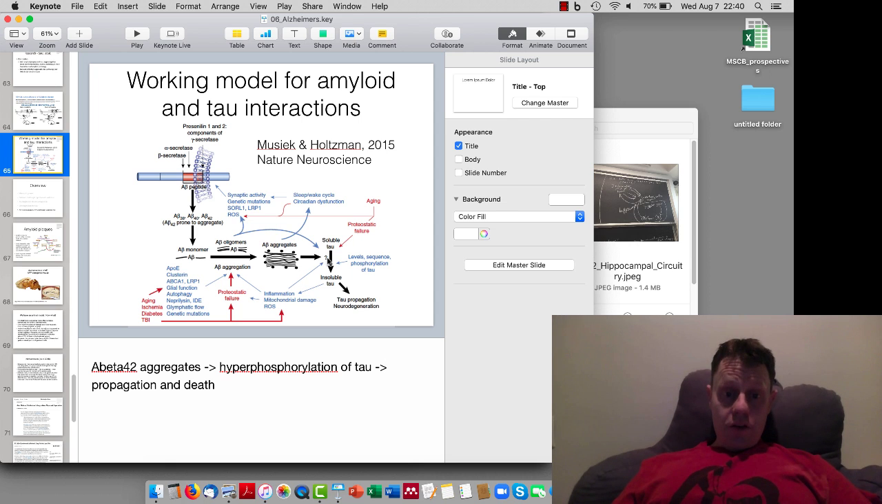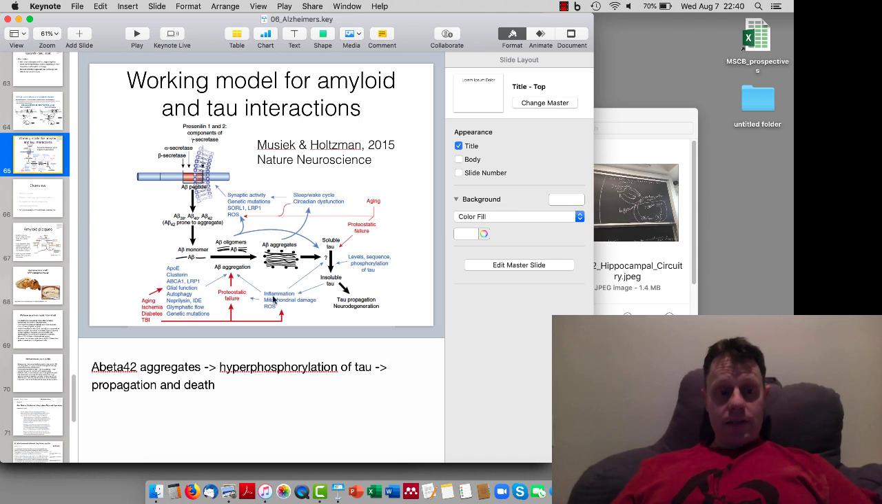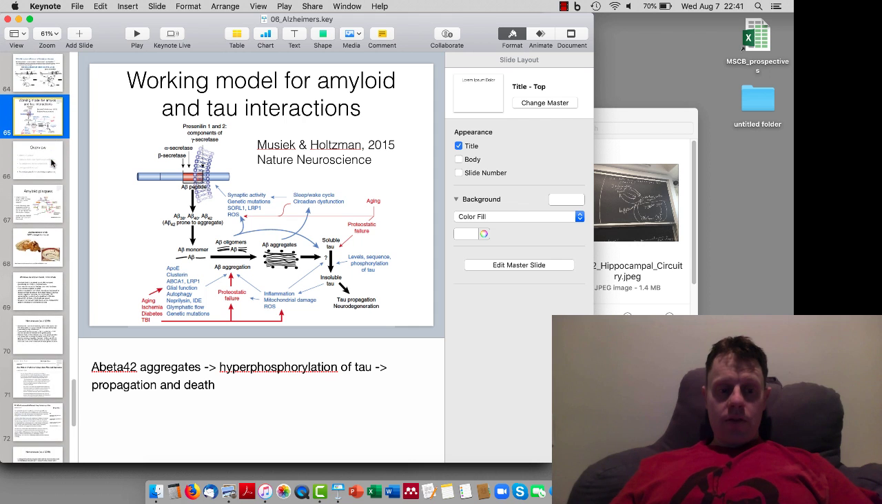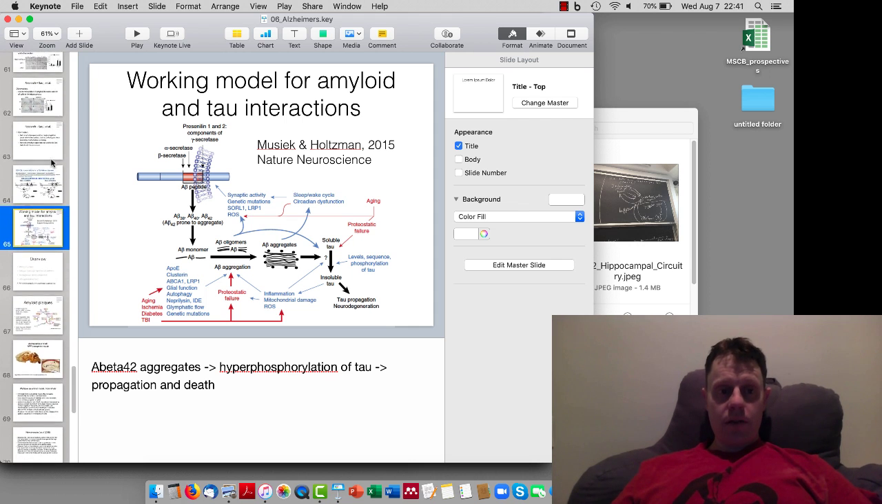There's notably a question mark right here about how we go from A-beta aggregates to switching tau into an insoluble form. However, there is a lot of evidence that this goes on, and some hypotheses as to how. So there are a number of papers up on Canvas, and plenty more that I'm happy to link you to if you're interested in learning about that.